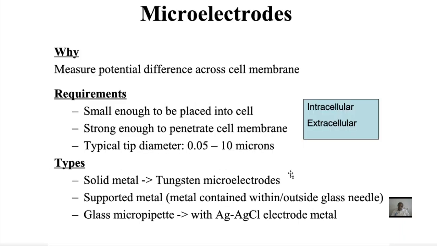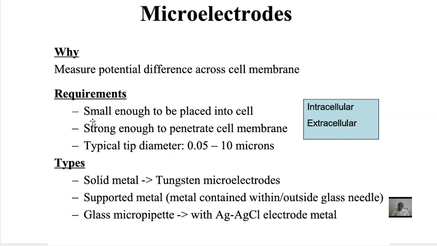Next, microelectrode. Generally, microelectrode is used for measurement at the cellular level. Why are we using the microelectrode? To measure the biopotential difference across the cell membrane, inside of the cell and outside of the cell. Requirements: small enough to be placed into the cell. The electrode size should be very small. That should be placed into the cell. That's why it is called microelectrode. And also strong enough to penetrate the cell membrane.